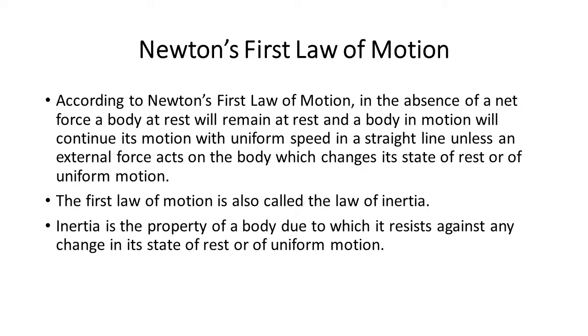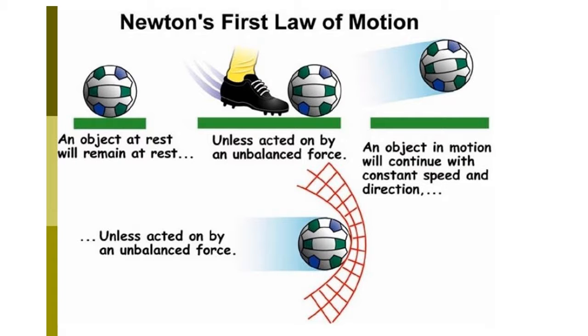Inertia is the property of a body due to which it resists any change in its state of rest or of uniform motion. Now, here are a few examples of Newton's first law of motion. You can see that an object at rest will remain at rest.